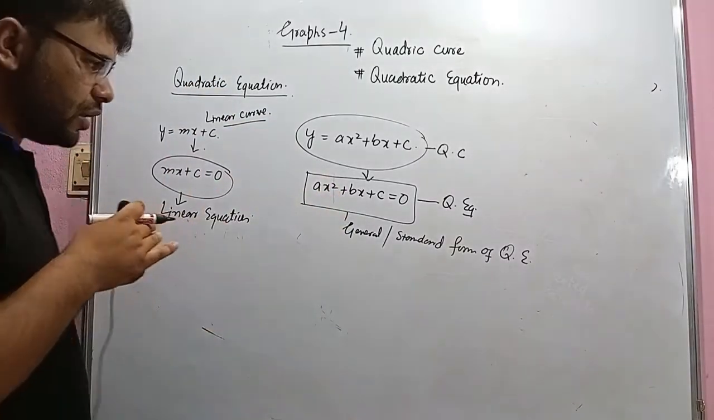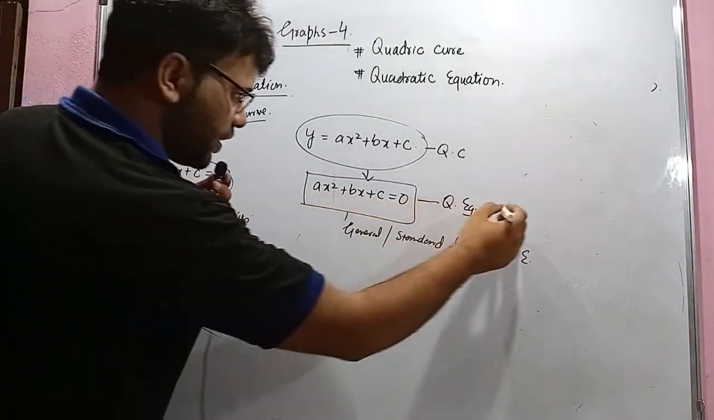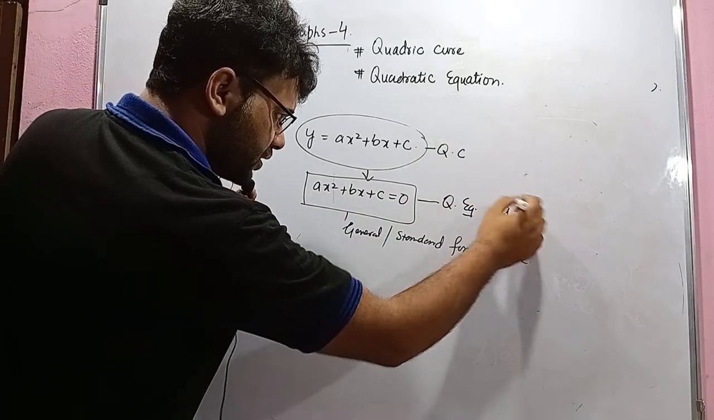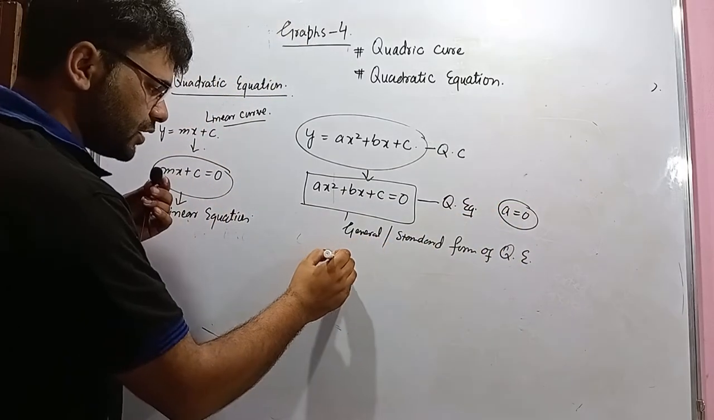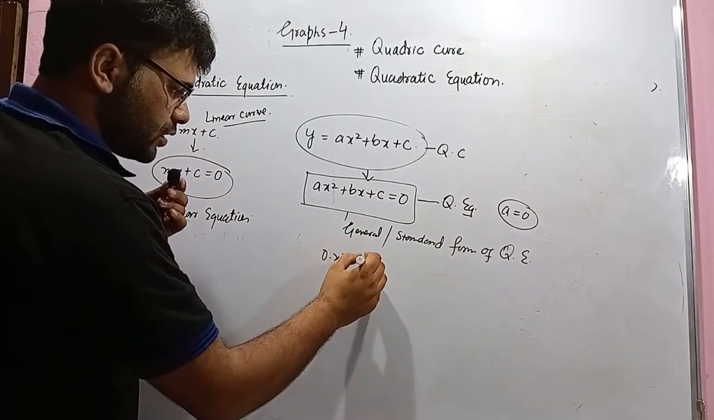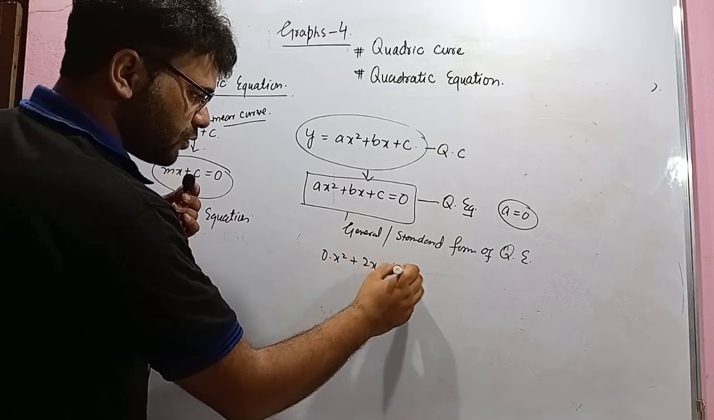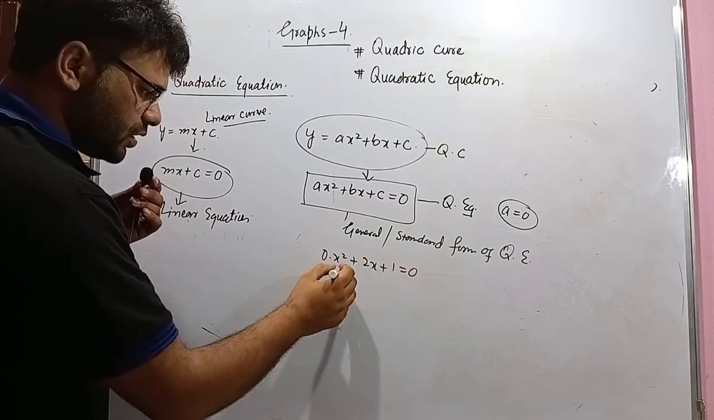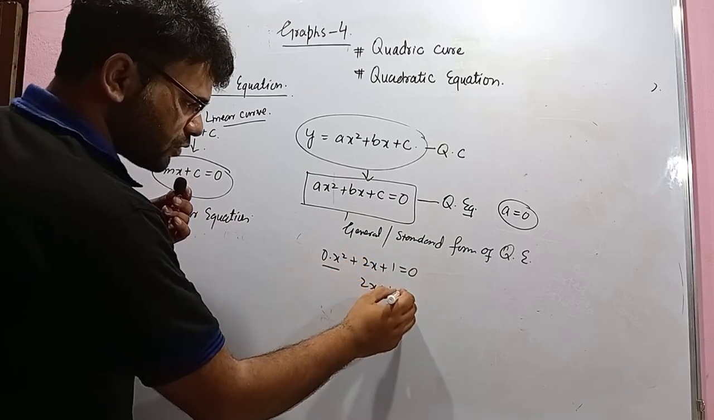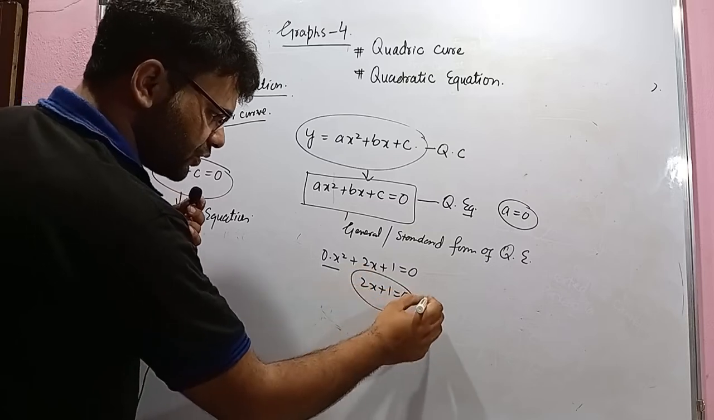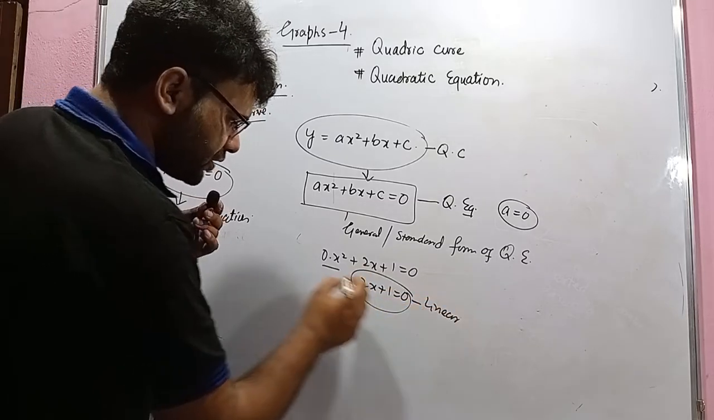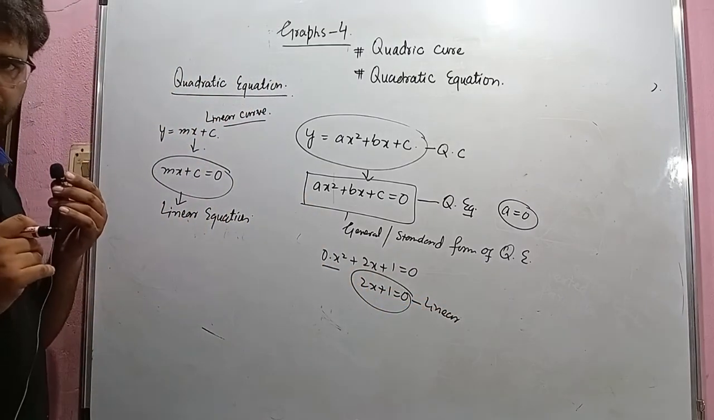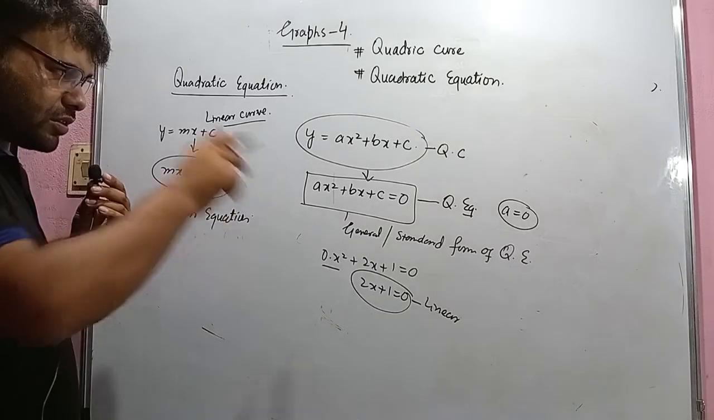I will tell you, here is one special case. If a is equal to 0, for example, we write 0 x square plus 2x plus 1 equal to 0. What is this equation? It is 2x plus 1 equal to 0. It remains a linear equation. Why? Because x square is not present. When x square is not present, it is not a quadratic equation.